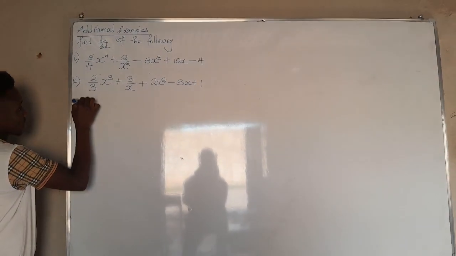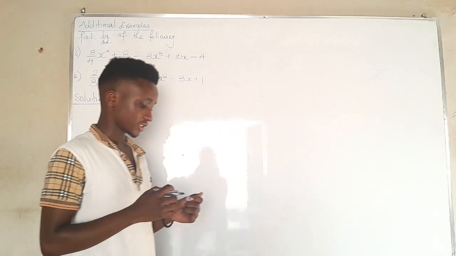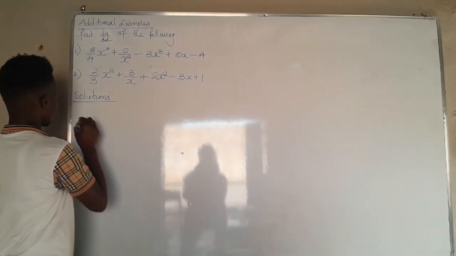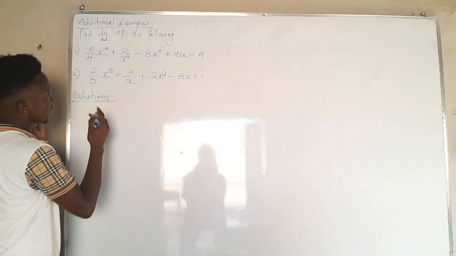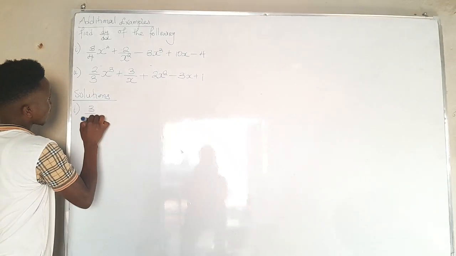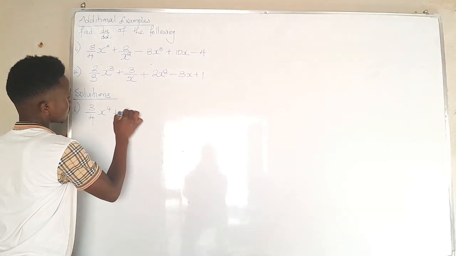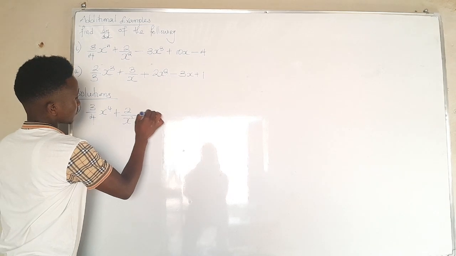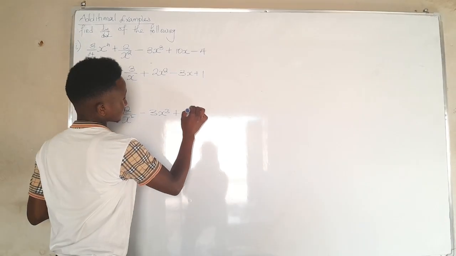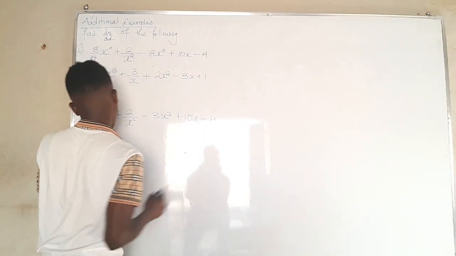We continue with some more examples. So we are now looking at this particular set of examples. We see how we can answer them. So we've got question number 1. They've told us to find dy dx of the following. Question 1 is 3 over 4 x to the power 4, plus 2 over x squared minus 3x cubed plus 10x minus 4.